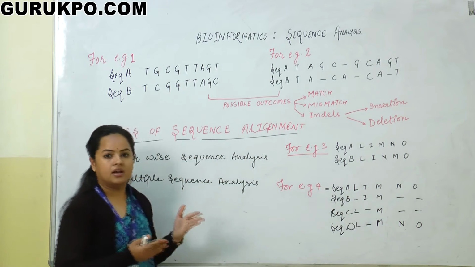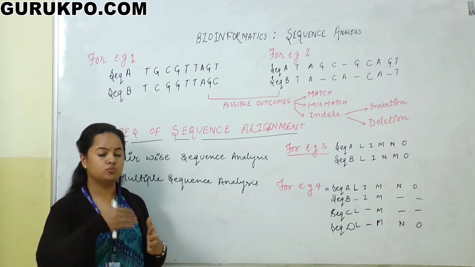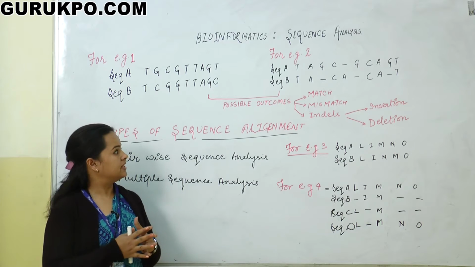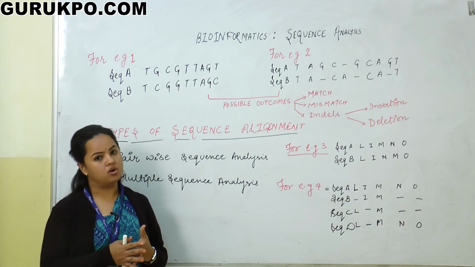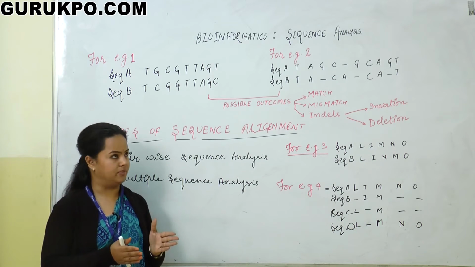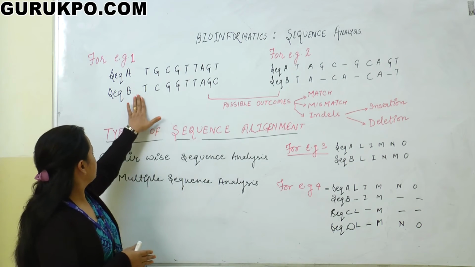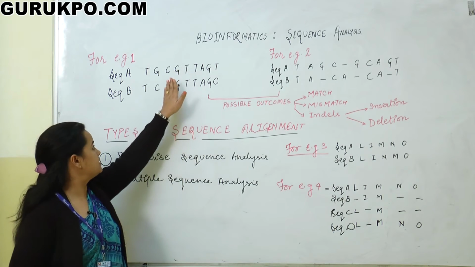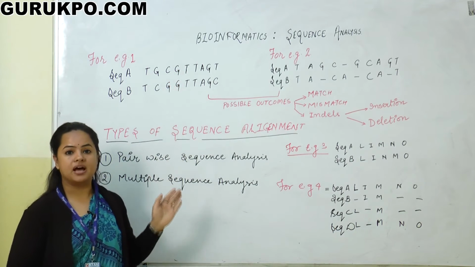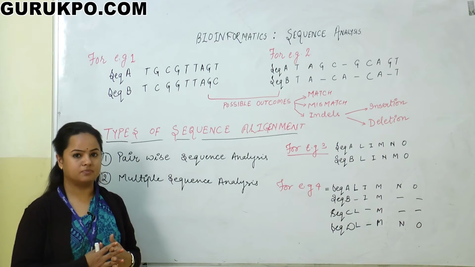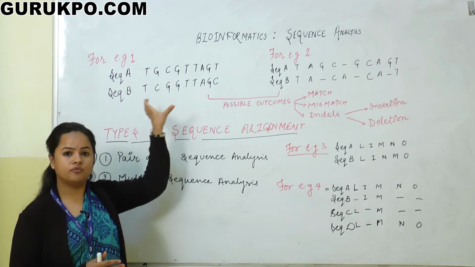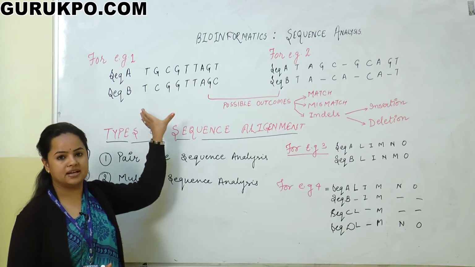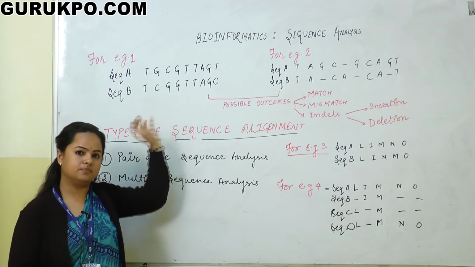Whenever we compare any two sequences, we have two more possible outcomes according to their length. These can be global sequence alignment or local sequence alignment. For example, in sequence A, the whole nucleotide sequence is matched with sequence B. This is termed global sequence alignment because the complete set of nucleotides of sequence A is matched with the complete set of nucleotides in sequence B.